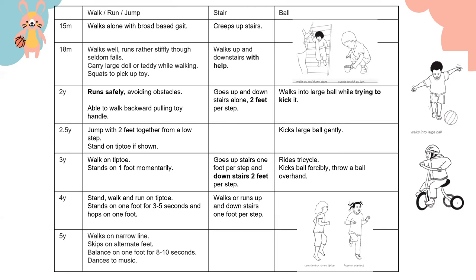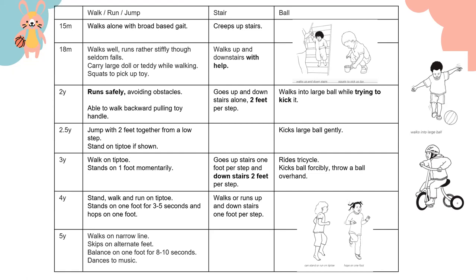So for climbing up stairs, by 15 months, they can only creep. By 18 months, they would need help if they want to walk up and downstairs. 2 years old, they can go up and down stairs, but 2 feet per step. By 3 years old, 1 foot up, but going downstairs would be 2 feet per step. 4 years old can already walk or run up and downstairs 1 foot per step.